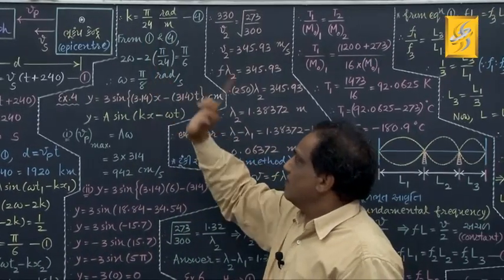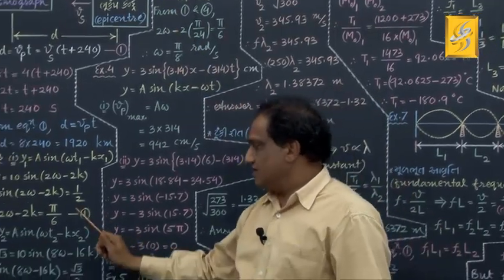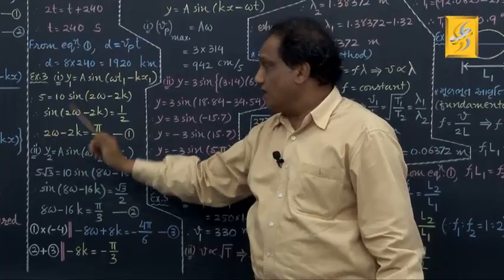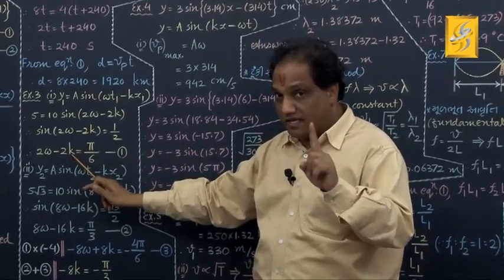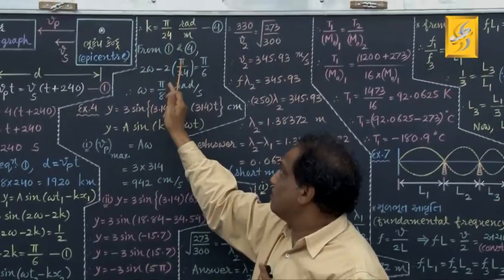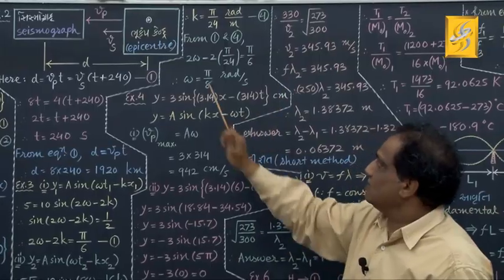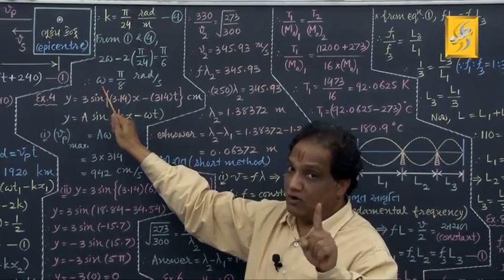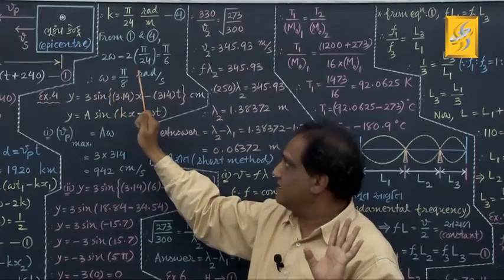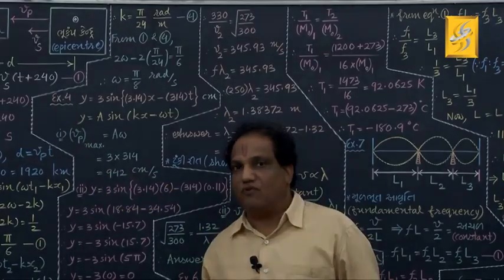Now from equations 1 and 4, put this value of k in equation 1. Equation 1 is this: start with 2 omega minus 2 into k. K is right now pi upon 24, and that equals pi by 6, correct? Simplify, you will get the value of omega, pi by 8. The unit of angular frequency is radian per second. Got it? Now read the statement of number 4.